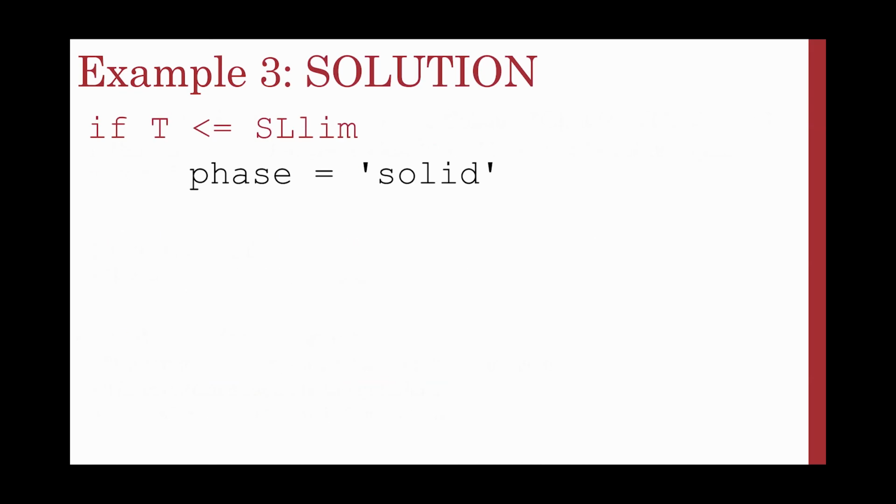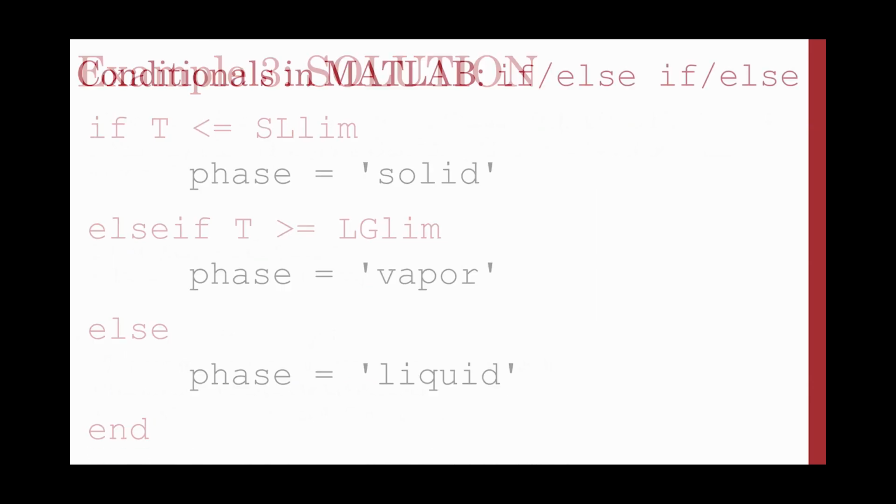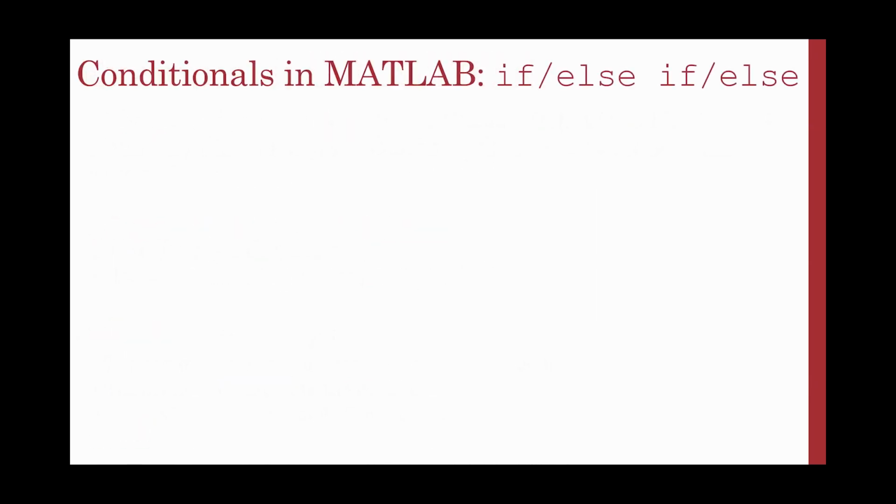So if t is less than the solid limit, the phase is solid. If t is greater than or equal to the liquid limit, the phase is vapor. Else, the phase is liquid. And don't forget your end. We can also use a structure of if, else.